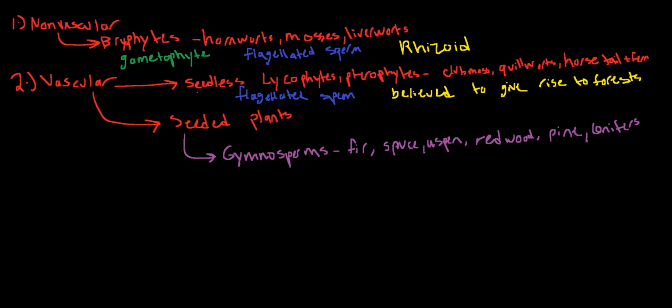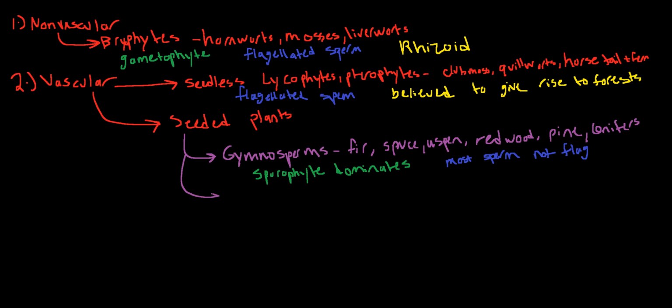Notice how these plants are now considered to be more complex. In this phase, the sporophyte is dominant. Sporophyte dominates. And most of their sperm is not flagellated. Most sperm not flagellated.